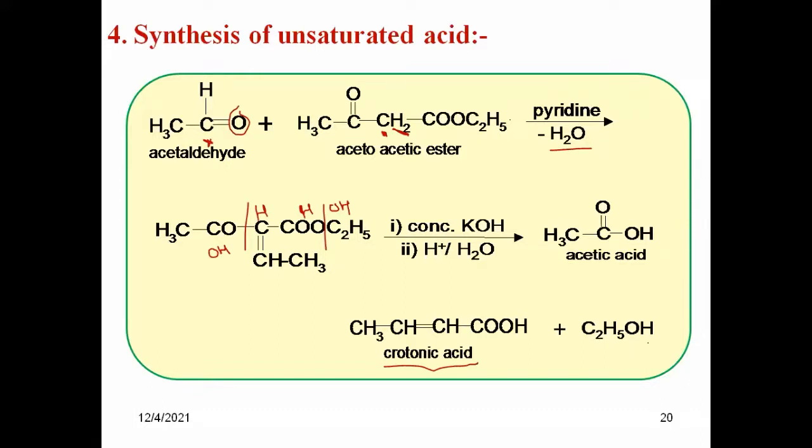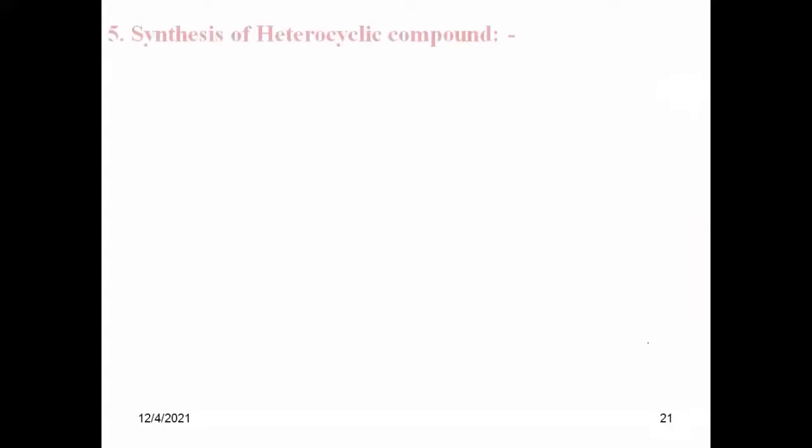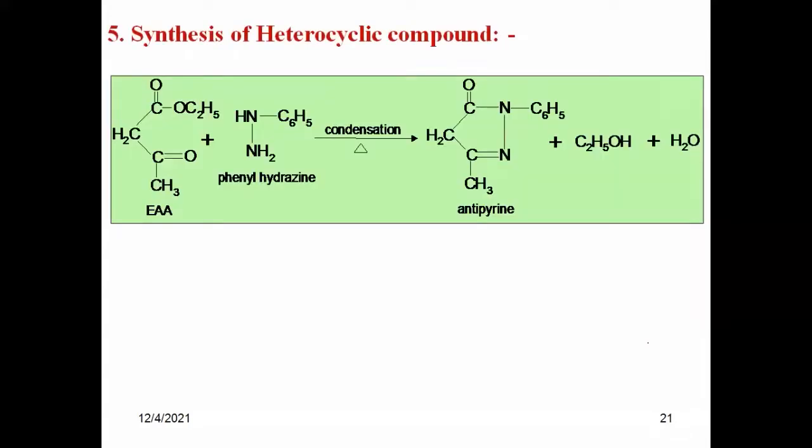We have studied two examples regarding unsaturated acids. One is cinnamic acid and second is crotonic acid. आता यामध्ये एकच फक्त ऍप्लिकेशन बाकी आहे, सिंथेसिस ऑफ हेटेरोसायक्लिक कंपाऊंड. थोडंसं डायरेक्ट रिएक्शन दाखवतोय आपण. या ठिकाणी घेतलेला आहे इथिल एसिटोएसिटेट. सेम कंपाऊंड इज दिस इथिल एसिटोएसिटेट, फक्त थोडंसं वेगळ्या पद्धतीने मांडलेलं आहे.